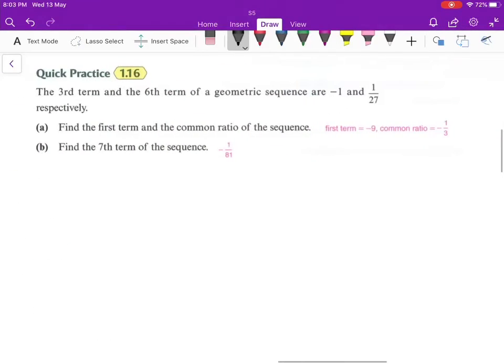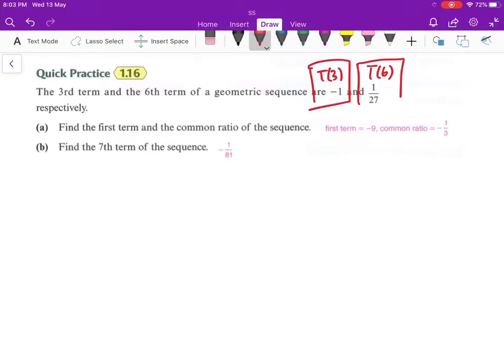Now we'll go to the 1.16. So the question told you that the third term and the sixth one will be these two numbers. So what you can do is T3 is this one, T6 is this one, okay? Do remember, okay? Mark it down. Now take a look at the A part. A part asking you to find the first term, that means A. Find the common ratio, that means R.